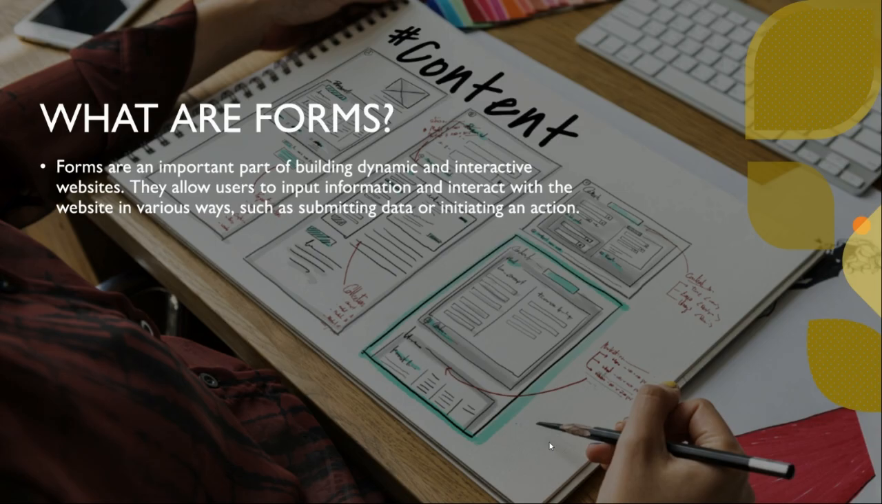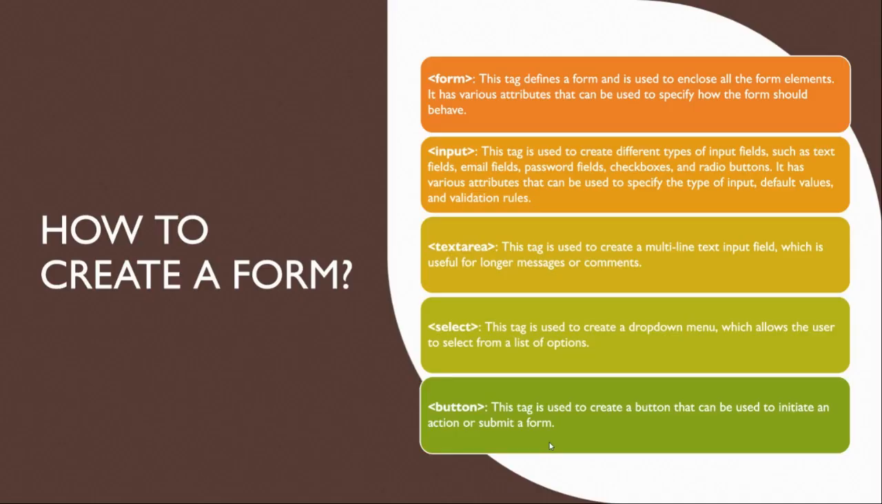So how do we make forms? To make any form, first we open a form tag. This tag defines a form and is used to enclose all the form elements such as email input, password, and any other tags. It has various attributes that can be used to specify how the form should behave.